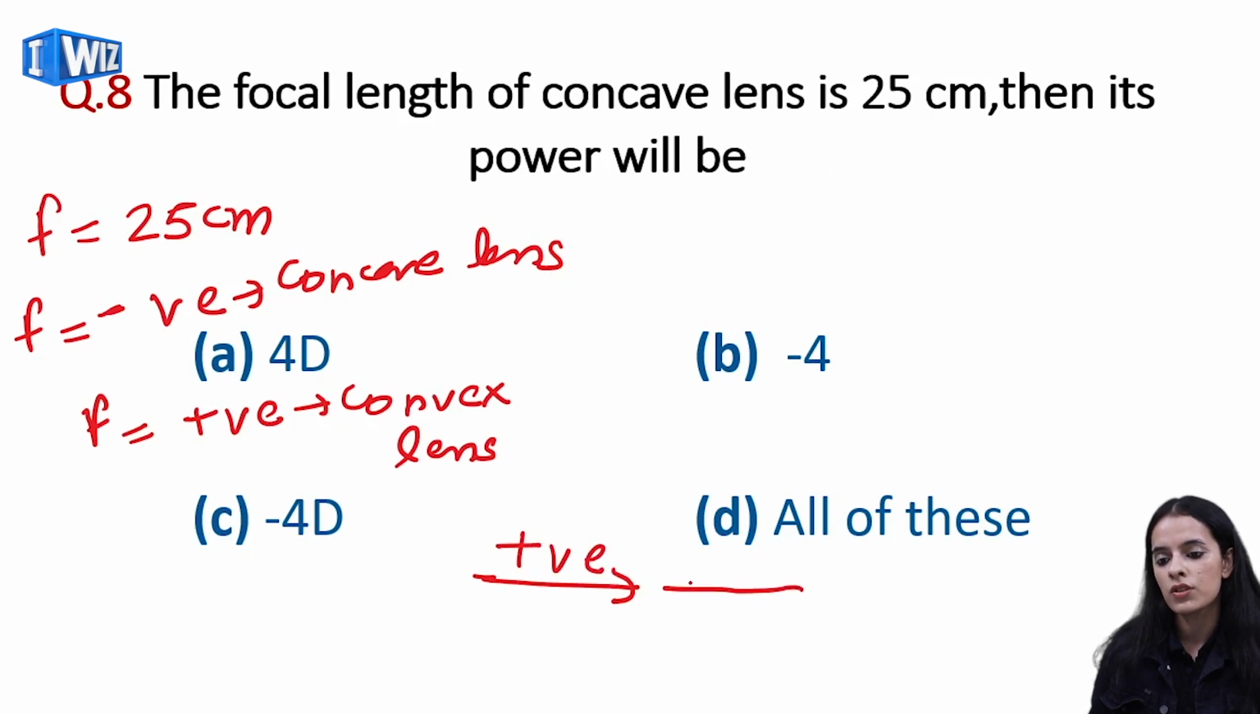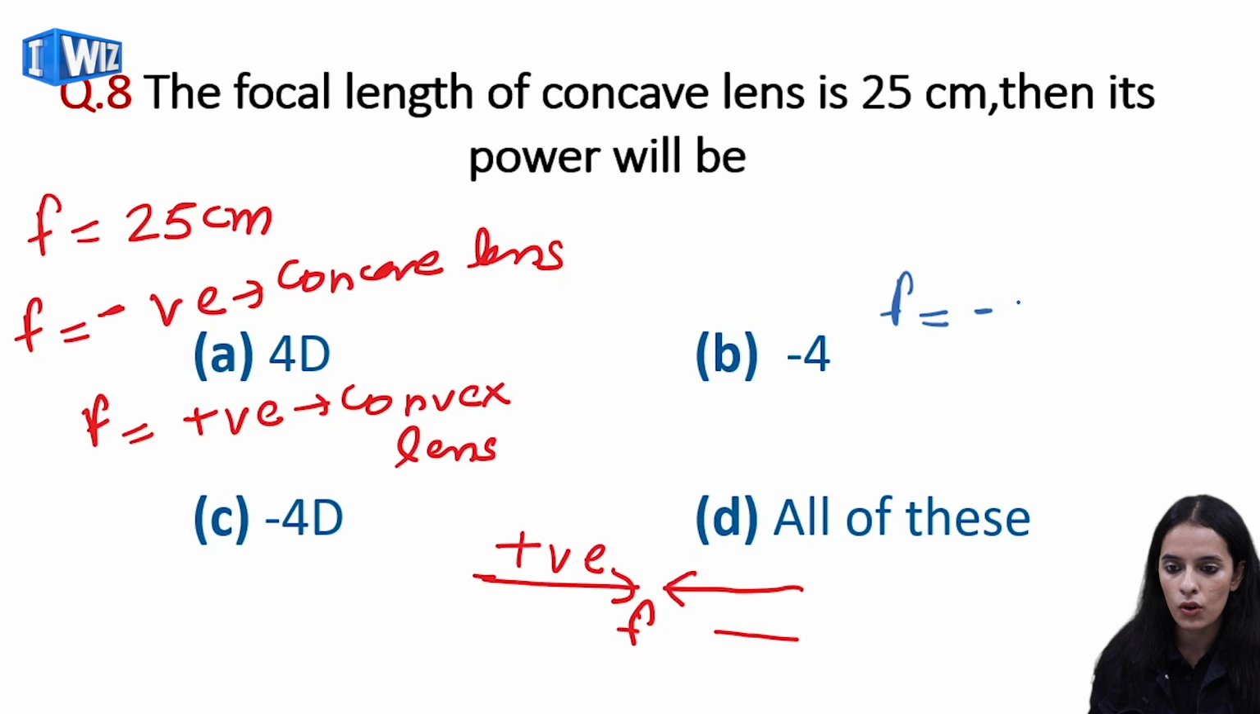Directions opposite to the incident light are always taken as negative. So the focus in case of a convex lens is always to the right. The rays always converge to the right, so that's why we take the focal length of a convex lens as positive. In case of a concave lens the focus is always to the left, which is opposite, so it is always taken as negative. From here you can see what the focal length given is. We will take the focal length as negative because it's a concave lens. You have to find the power.